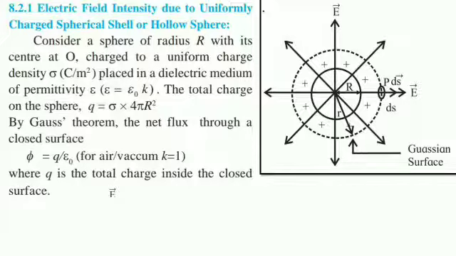Charge upon area, that is, the SI unit of the same will be coulomb upon meter square, placed in a dielectric medium of permittivity epsilon. Now as we know, epsilon is equal to epsilon naught K, where small k is the dielectric constant. So the total charge on the sphere will be Q is equal to sigma into 4 pi r square.